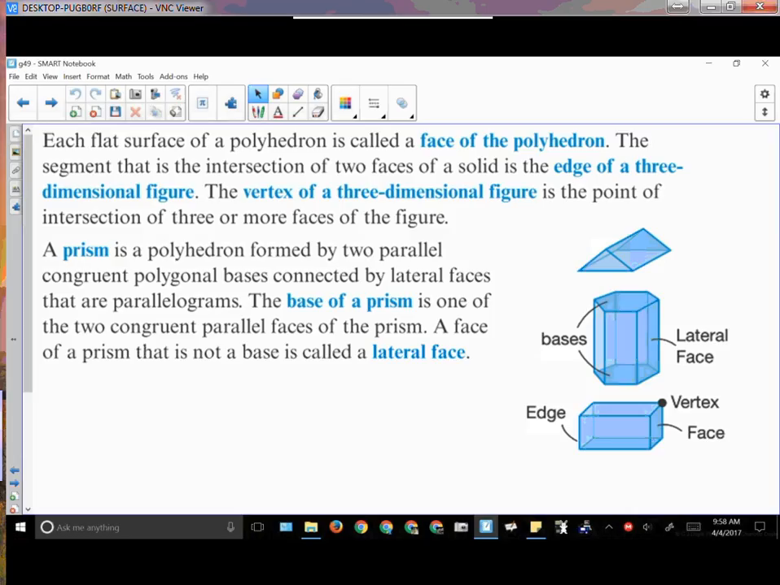Now, a prism is formed by two parallel congruent polygon bases. Doesn't matter whether it's triangular prism where you get a triangle at each end. You've got something like this, which is a hexagonal prism because it has a hexagon top and bottom. Or if we're looking at this rectangular prism, rectangular solid, however you want to look at it, but it's got a rectangle on its base and its top.